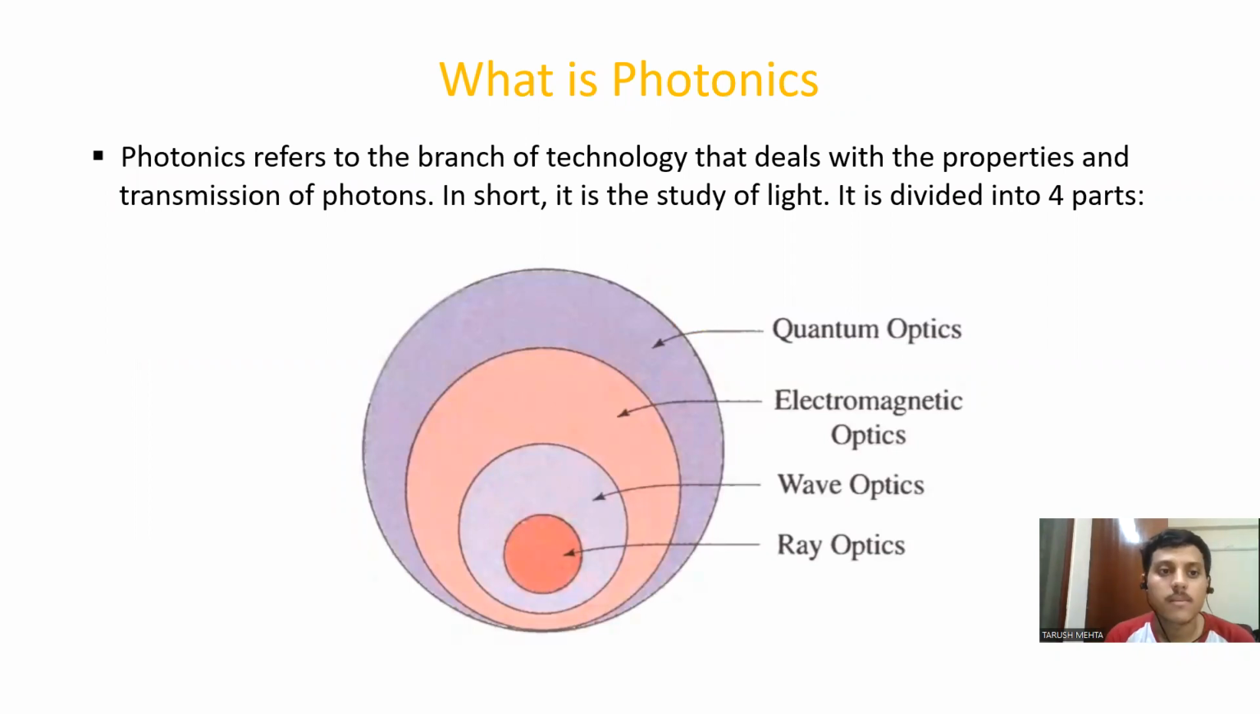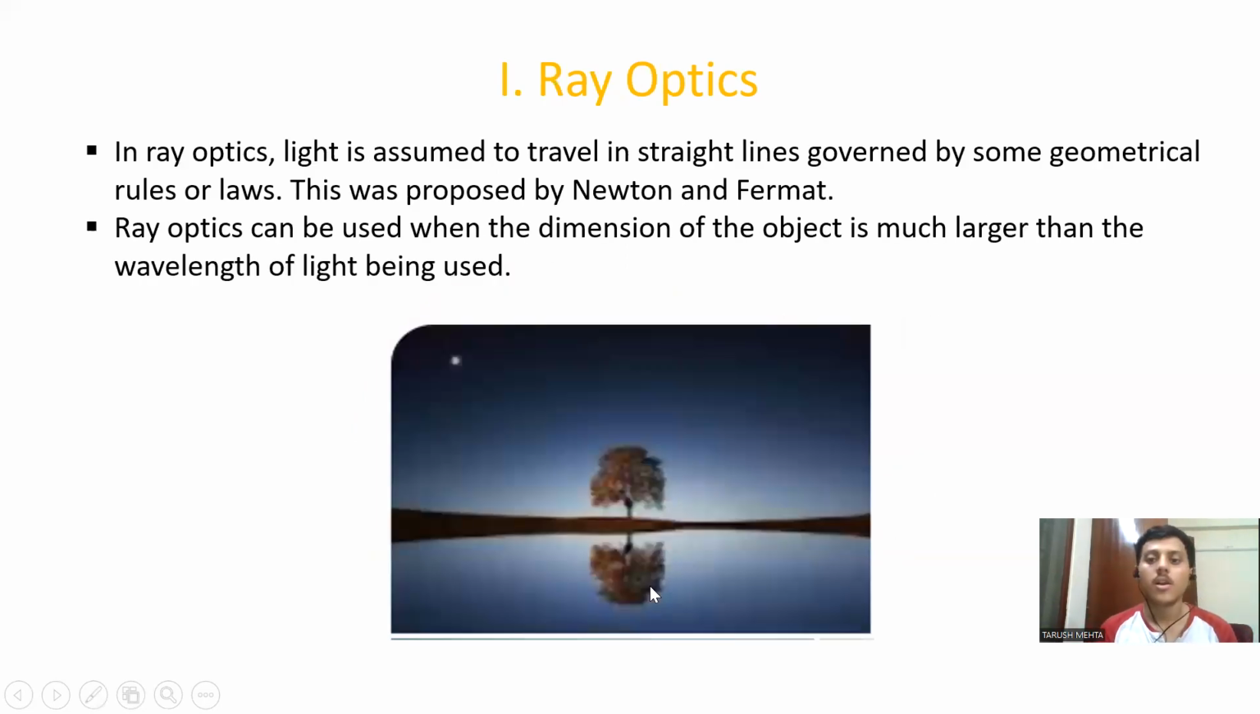Firstly, what is photonics? Photonics basically refers to that branch of technology that deals with the properties and transmission of photons. So in short, it is the study of light. Photonics is divided into four parts. The first is ray optics, the second is wave optics, the third is electromagnetic optics, and the fourth is quantum optics. Now let's study each of these theories one by one.